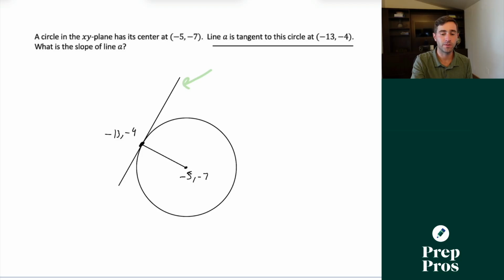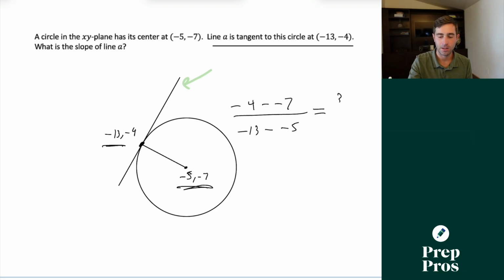So all we have to do is find the slope from -13, -4 to -5, -7, and then the perpendicular is going to be that negative reciprocal. So we'll simply do our -4 minus -7 over our -13 minus our -5. When we go ahead and do that, that is going to give us 3 over -8. So this is going to be -3/8. So therefore our perpendicular slope will be 8/3, and that will give us our correct answer.